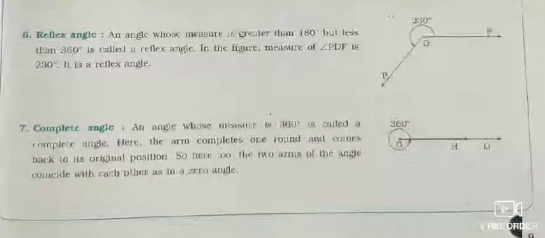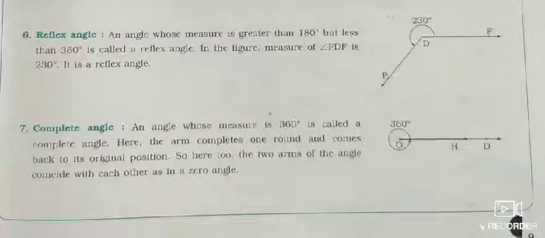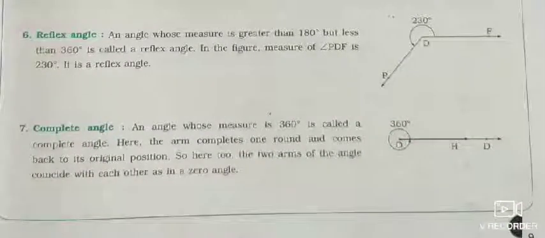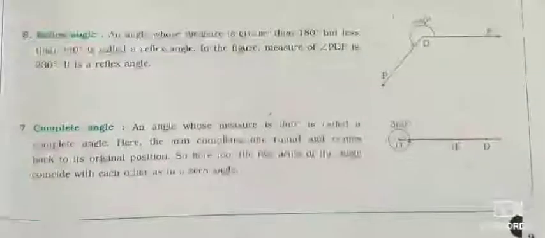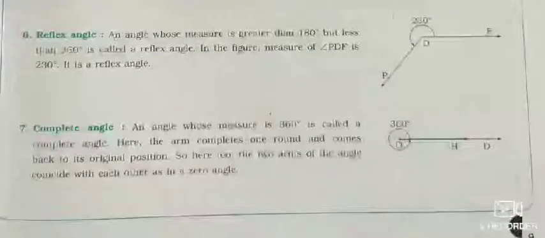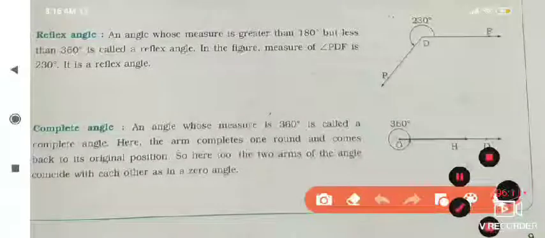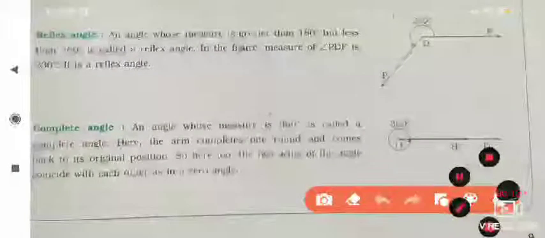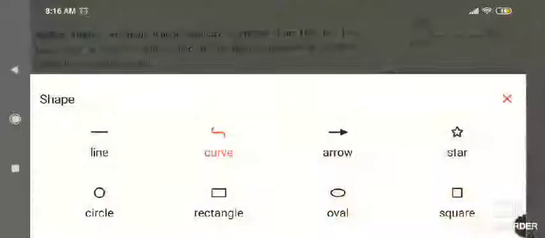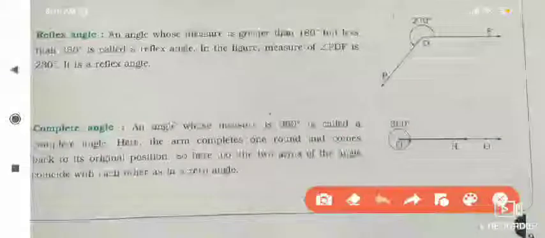So here it is the reflex angle. As we saw, if its measure is 180 degrees, then this angle is called a straight angle. Now for the reflex angle, the measure of the angle is more than 180 degrees and less than how much? 360 degrees. If the measure of an angle is more than 180 degrees and less than 360 degrees, then those angles are called reflex angles.